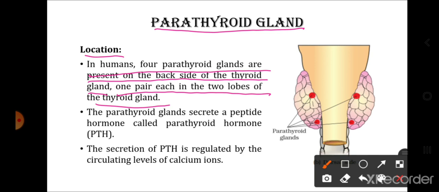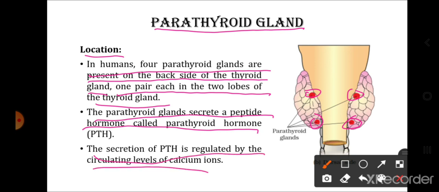Back side, that is, dorsal side. So on the dorsal side of the thyroid gland, each lobe consists of the 2 parathyroid glands. So total 4 parathyroid glands are present in our body. The parathyroid gland secretes the hormone called parathyroid hormone, or also called parathormone. The secretion of PTH is regulated by circulating calcium levels.